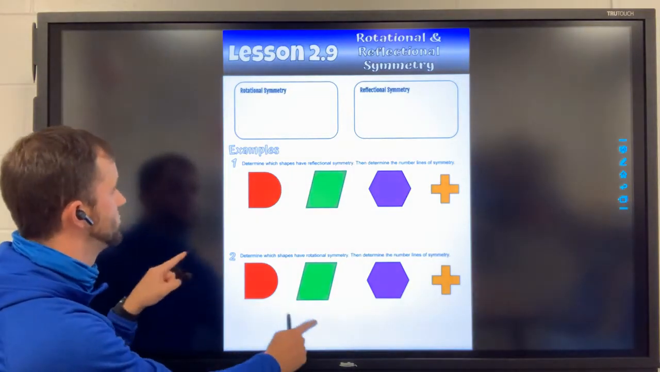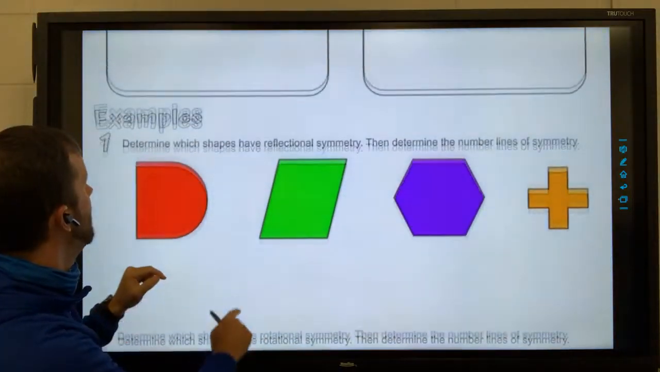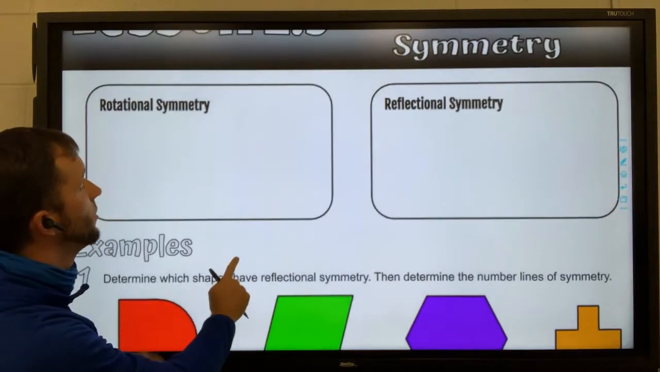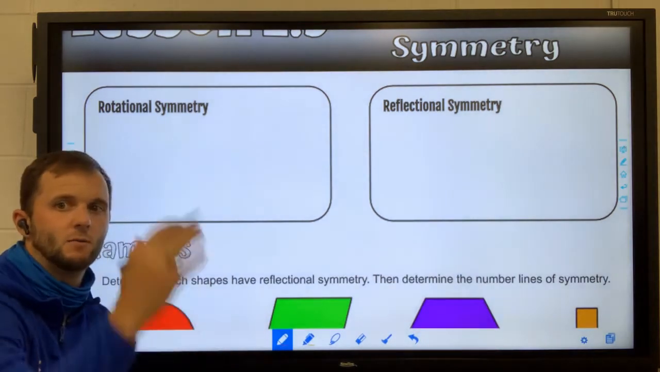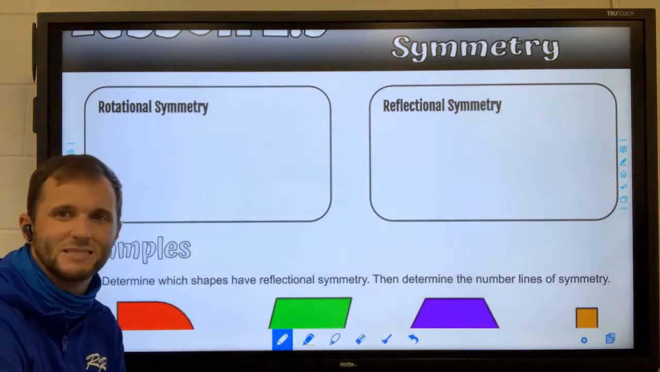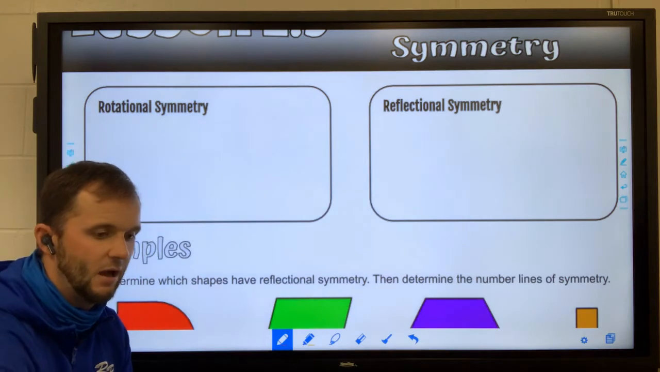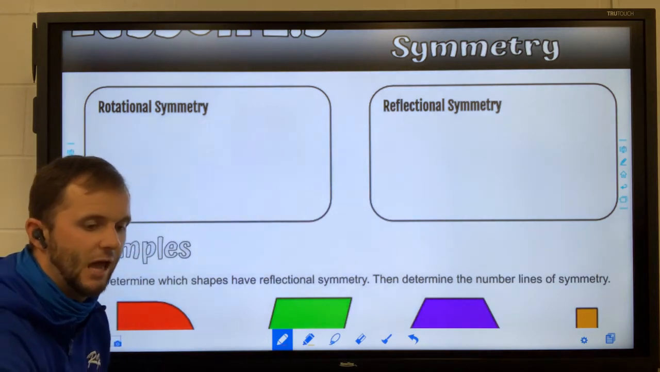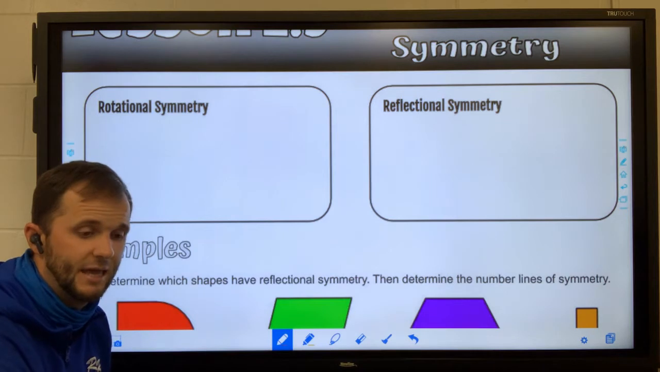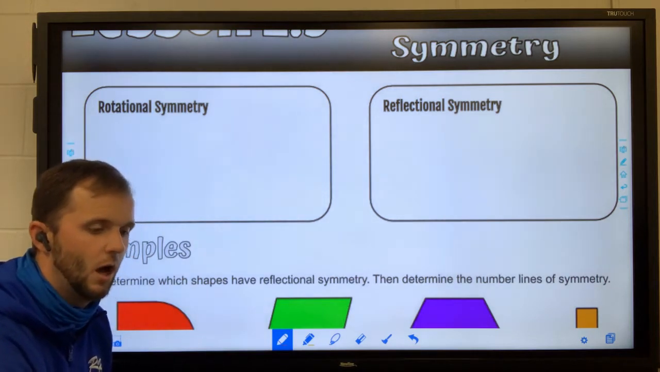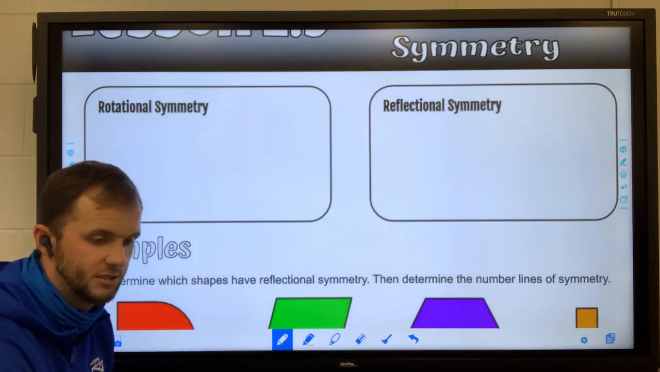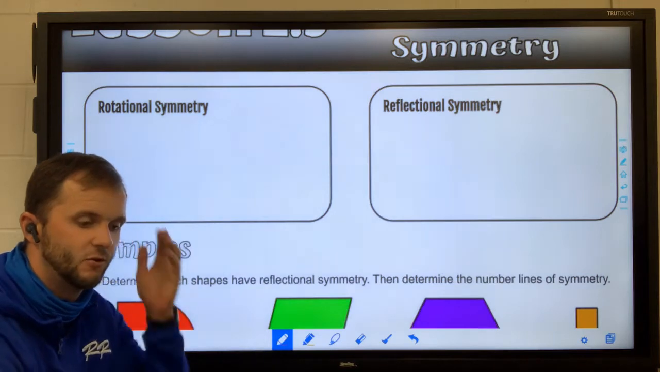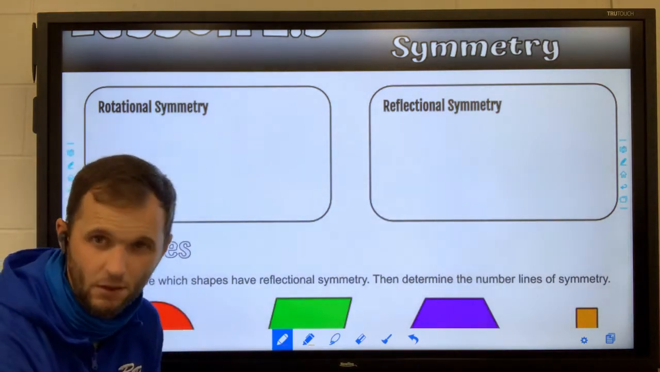So rotational symmetry basically means if I was to take a figure and rotate it, how many times would it match up on itself? If I was to take a shape and rotate it, how many times would it look the same? The definition of rotational symmetry is: a figure has rotational symmetry if there is a rotation of 180 degrees or less for which the figure is its own image. The angle of rotation for rotational symmetry is the smallest angle needed for that figure to rotate onto itself.